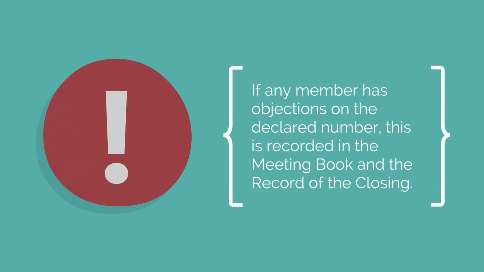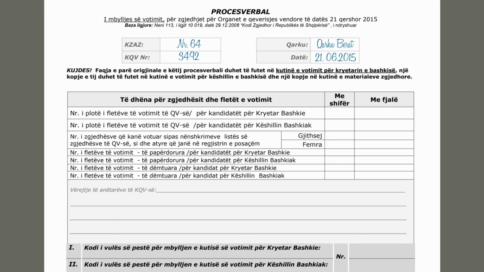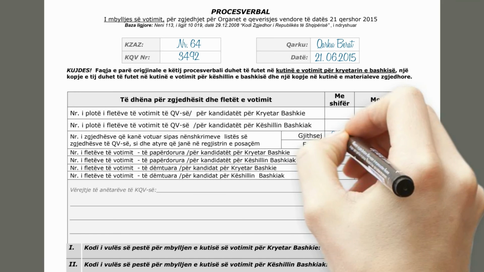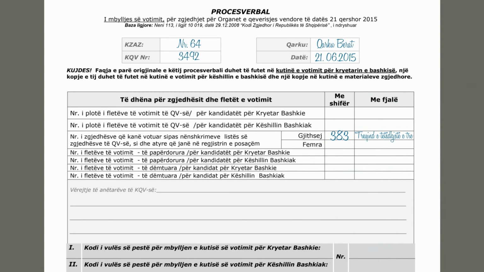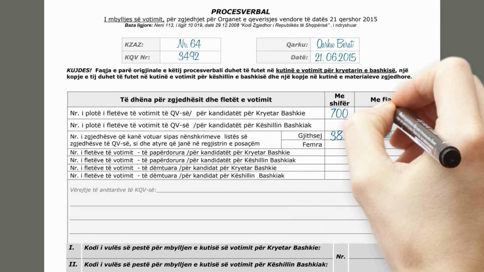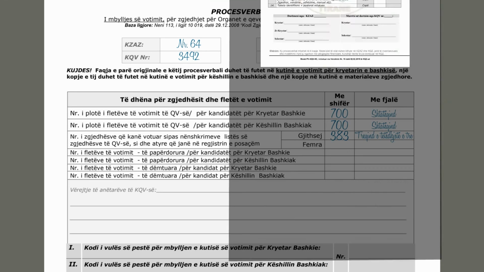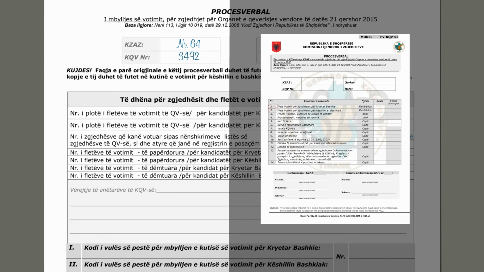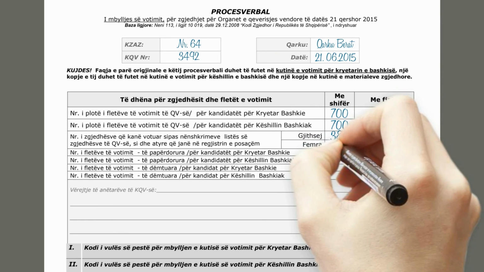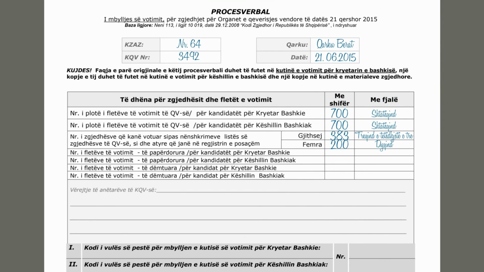If any member has objections to the declared number, this is recorded in the meeting book and the record of closing. In the record of closing and in the meeting book, the Secretary then records the number of persons who voted in the voting center, the number of ballots issued to the voting center based on Form PV KQV 05 for both the mayor and municipal council, and the number of women voters.